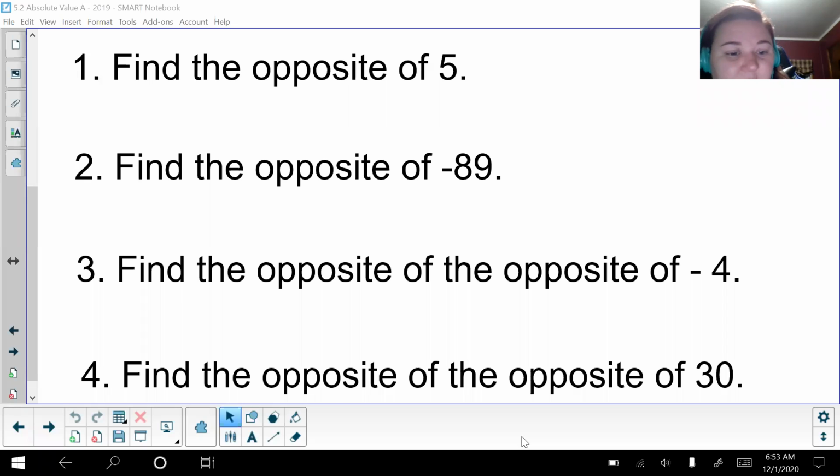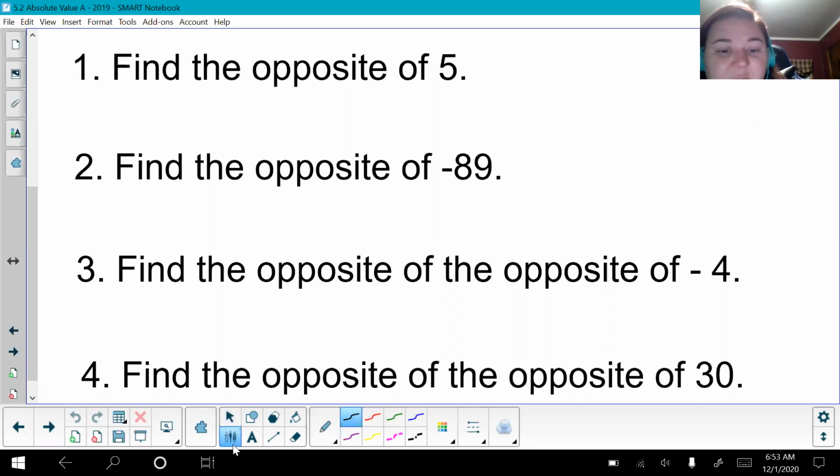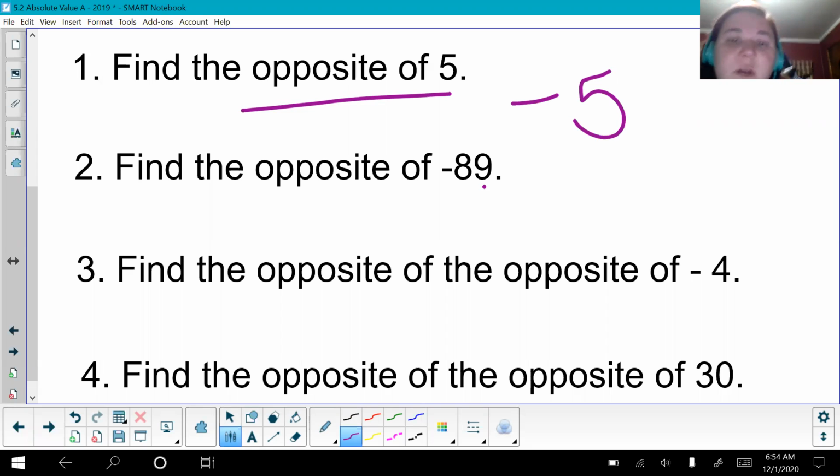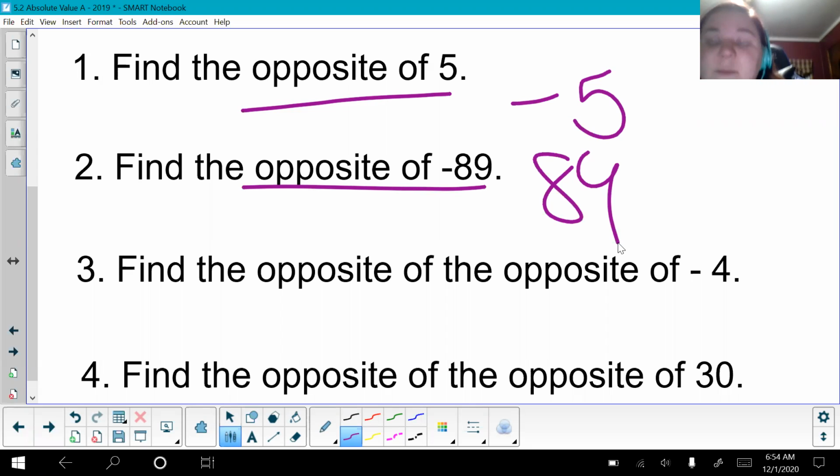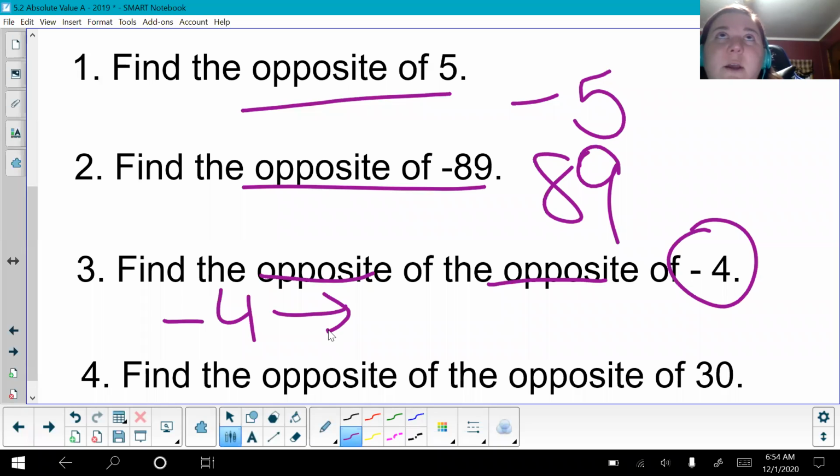So if I take the opposite of 5, well, in the other direction, what else is also 5 spaces from 0 is -5. The opposite of -89 is 89. And then when you talk about the opposite of the opposite of -4, that means think about -4, take the opposite of that, which is 4, and take the opposite of that, which is -4.